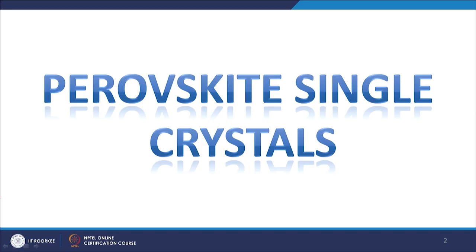This is achieved by a slightly different fabrication approach, by changing the perovskite bulk material to a perovskite single crystal solar cell. We will see that perovskite single crystal has a much smaller number of defect states, and nowadays it has been extensively used not only for solar cells but also for different kinds of photodetectors as well as light emitting diodes. So today we will discuss perovskite single crystals.